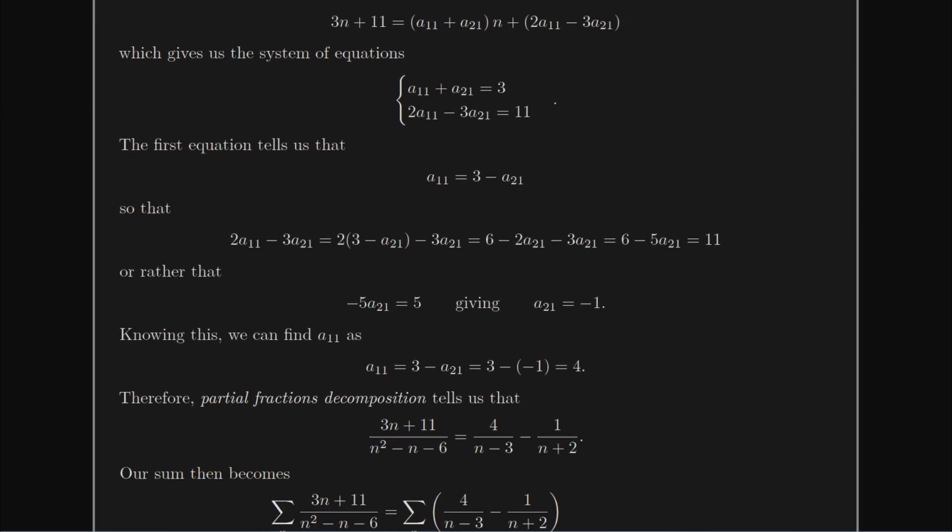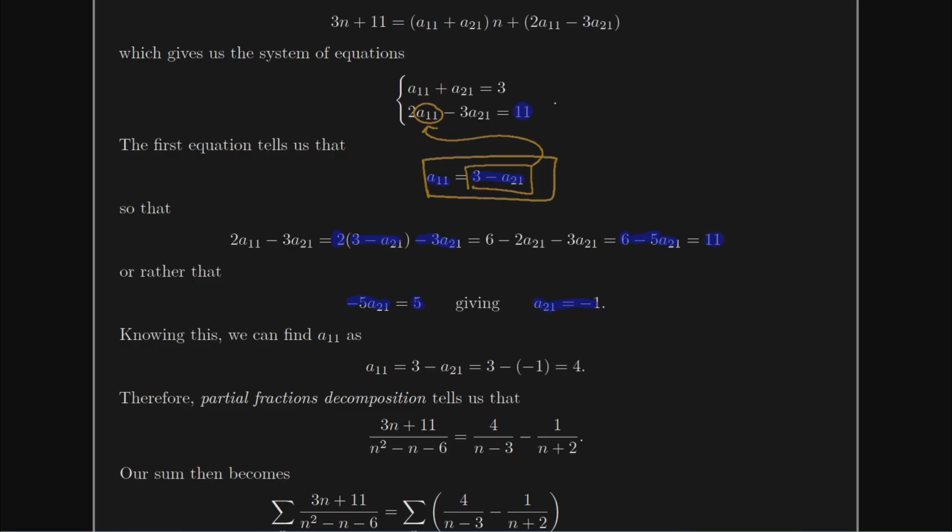If I solve the system of equations, the first line is telling me a11 is 3 minus a21, and then I can use this definition of a11 within the second line to tell me that 2 copies of 3 minus a21 minus 3 copies of a21, which will end up simplifying to 6 minus 5a21, has to be equal to the right-hand side, 11. If I subtract 6 from both sides, you get negative 5a21 is 5, or in other words, a21 is negative 1.